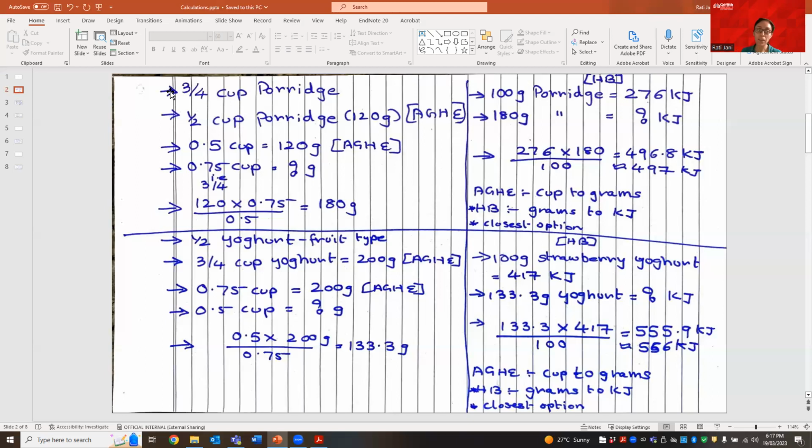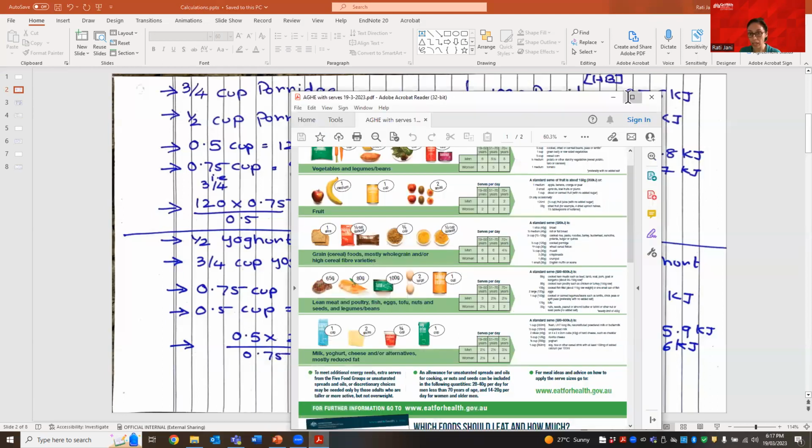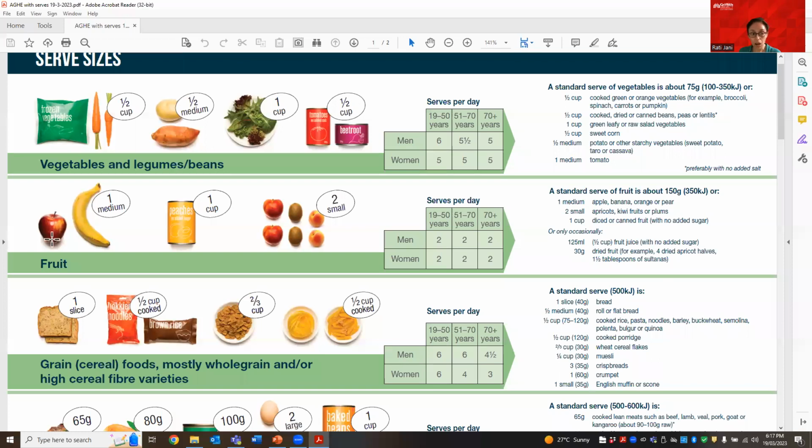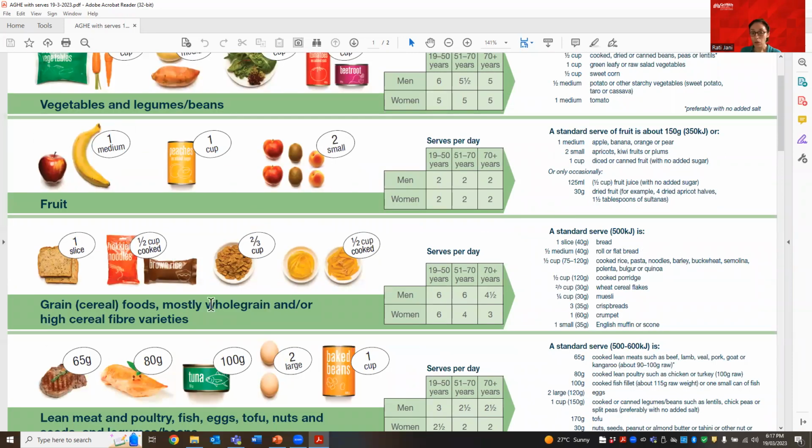All right, so now let's say that the patient is having 3/4 cup of porridge. The dietary recall intake says that the patient is having 3/4 cup of porridge. So how do you calculate the kilojoules out of it? Your Australian Guides to Healthy Eating, which is this one over here, when you look at the grains domain and the cooked porridge, it says that half a cup of cooked porridge, which is 120 gram, is roughly 1 serve. So this is where I'm getting the information from.